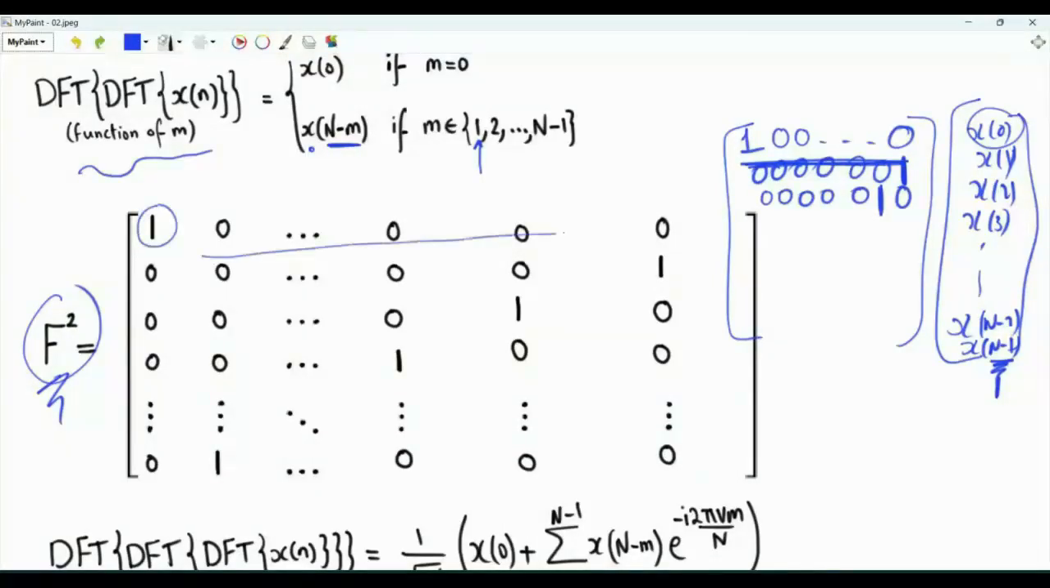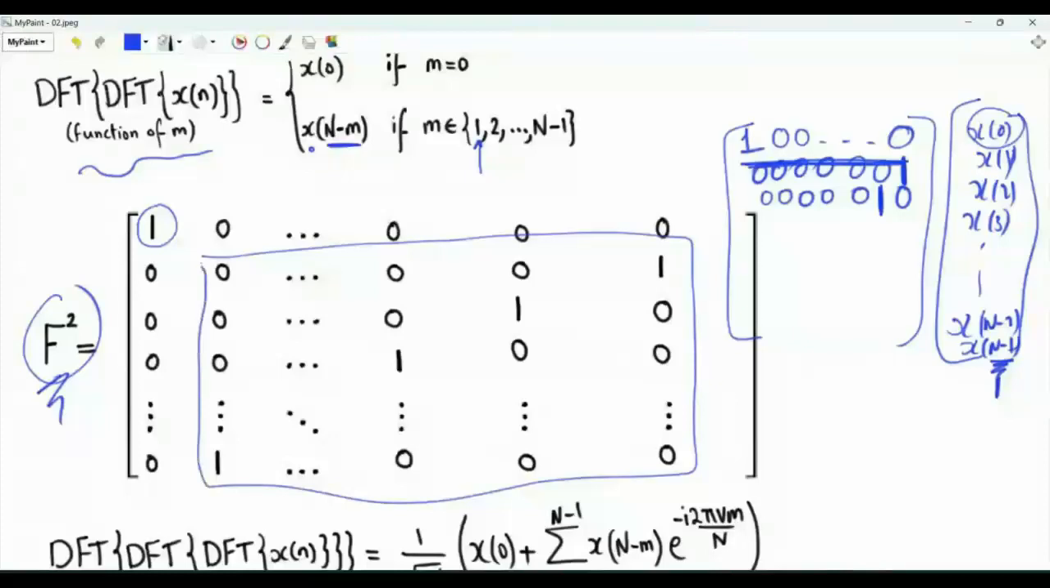We have 1 here, and then we have an identity matrix of size N minus 1 by N minus 1 that is flipped left, right. So it looks like this. This is F squared.